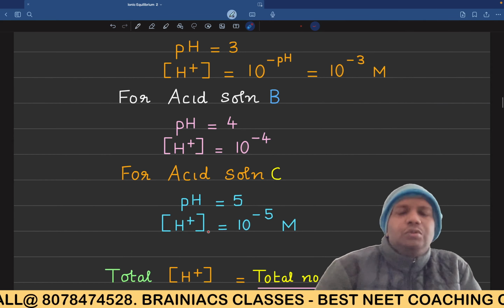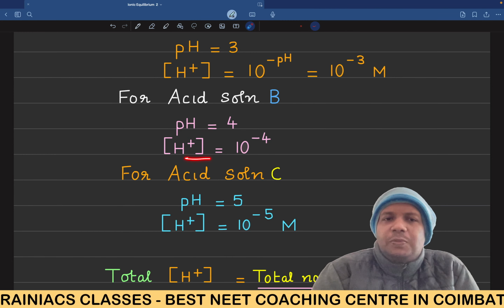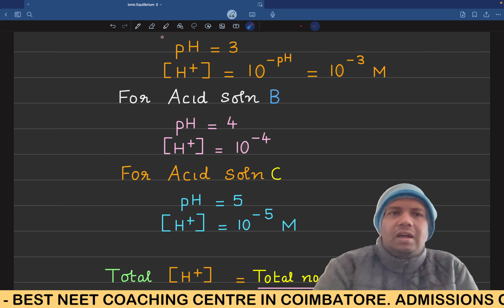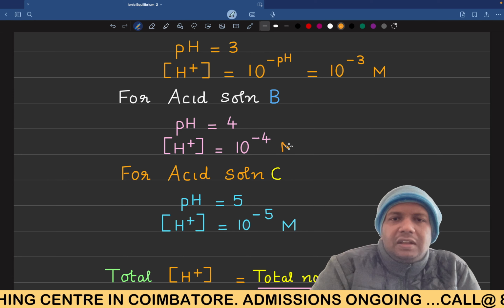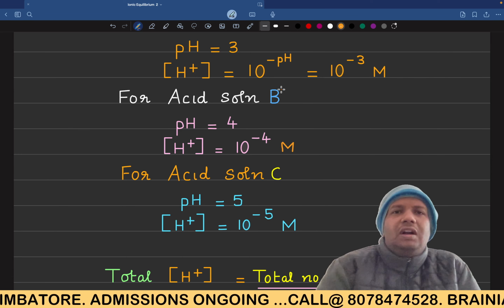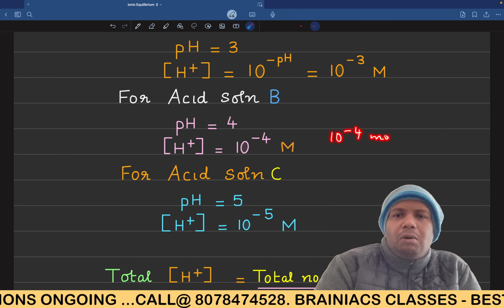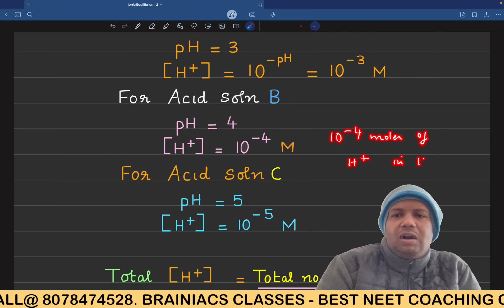Now for the acid solution B, they have given the pH is equal to 4. So again, the H plus ion concentration would be how much? 10 power minus 4 molar. I forgot to write molar here, but please mention it is molar. Okay, so what does this mean actually, sir? This means 10 power minus 4 moles of H plus is present in 1 liter solution.